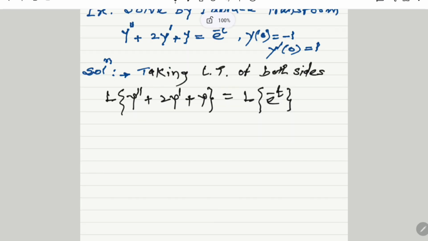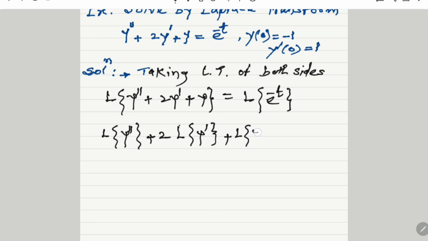Individual Laplace of left hand side term, that is nothing but Laplace transform of first term y double dash, plus 2 times Laplace of y dash, plus Laplace of y, and that is equal to Laplace transform of right hand side term e raised to minus t, which is 1 upon s plus 1 as per the standard result.